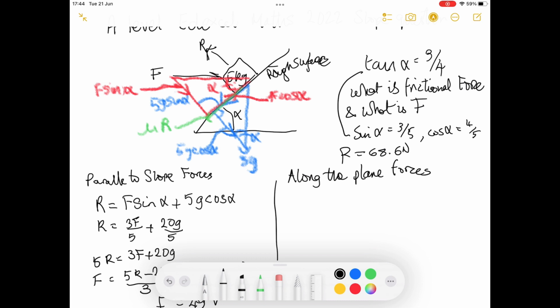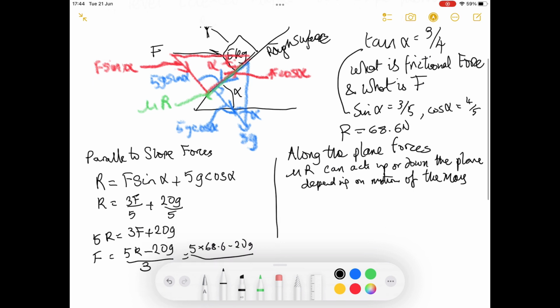So blue is 5g, so put mu R first. Thought I'd point this out again, it can act up or down depending on the direction the mass is moving. This mass is at equilibrium, so if you put it down or up, it should work out. In one case it may be negative, in the other case it may be positive, depending on which direction you've put the force. Some questions come up and say it's about to slip down, in which case the friction force will be acting up against that slipping down. Okay, just point that out, emphasize that.